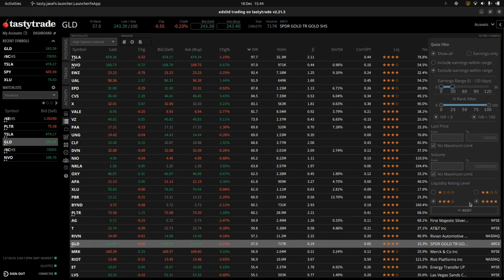We also want to filter out anything that has a low liquidity rating. The broker that I'm using has up to four out of four stars, so 3 and 4 stars is where we want to be. This is because we only want to trade liquid underlyings. We want to be able to get in and out of positions easily, and the more liquid something is, the tighter the spreads are. The spread is what you pay when you get in and out of a position. It's the difference between the bid and ask.